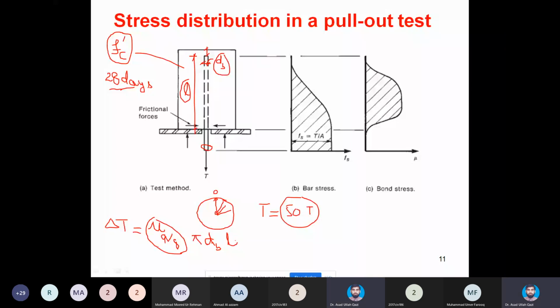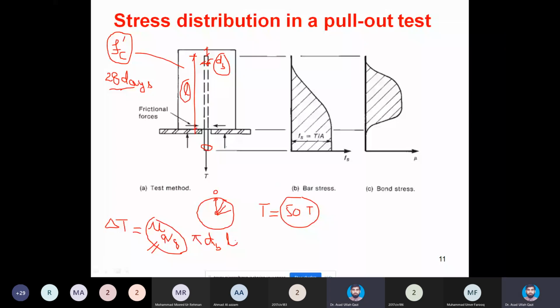So it means the only unknown will be mu average. So from this test, you can very easily calculate the average bond stress, because you know the brand of concrete, the strength of concrete, and once you get the mu average, you can propose its relationship with f_c prime. So this is one aspect of this test.